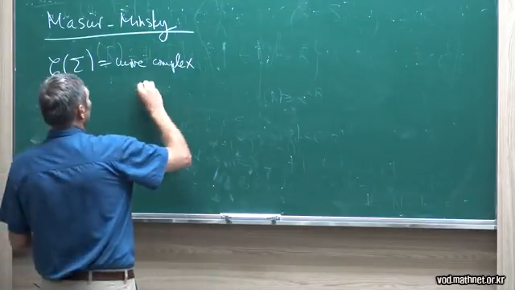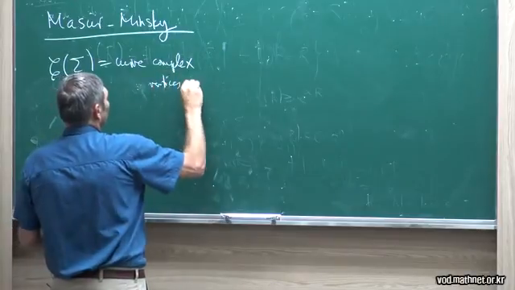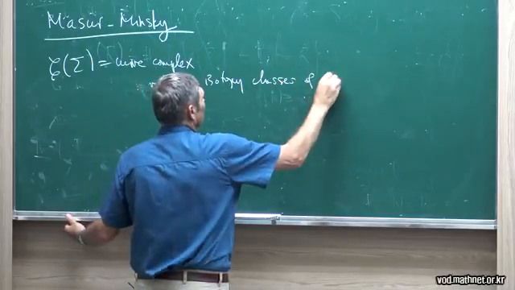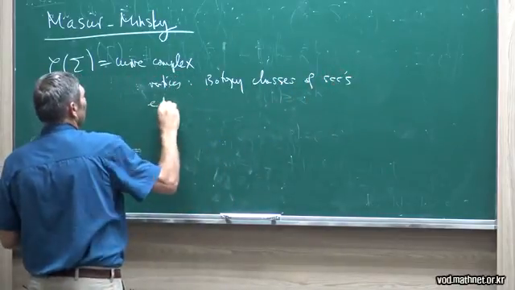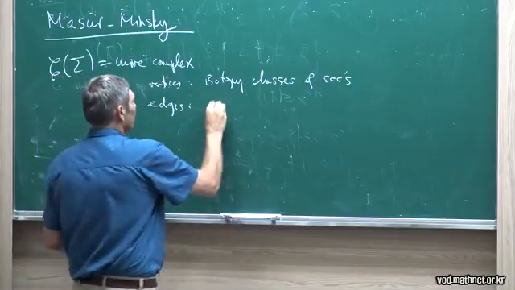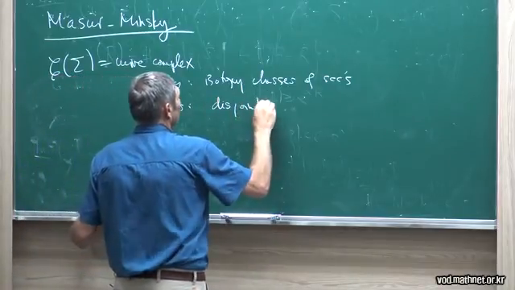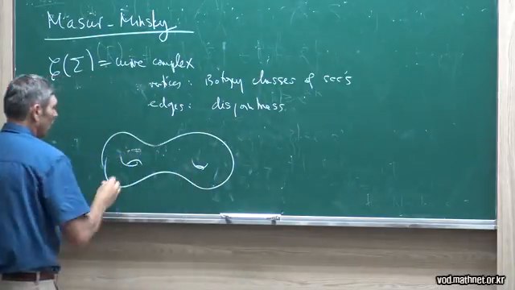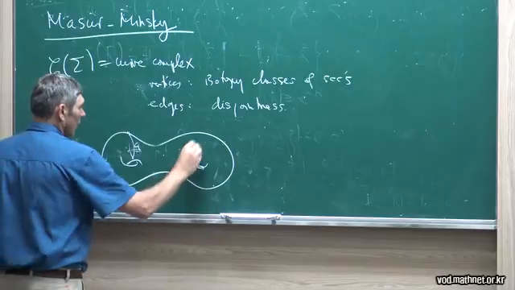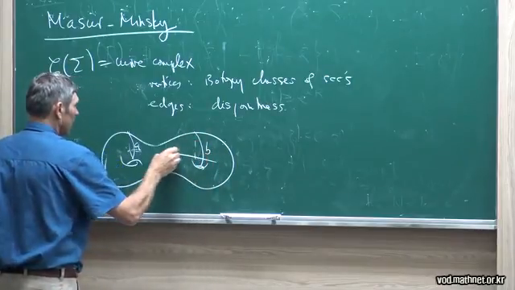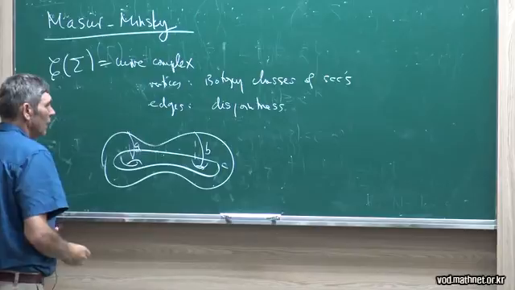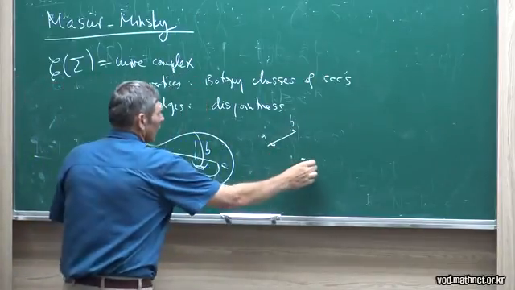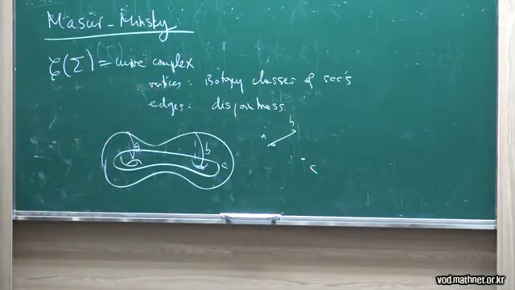So the vertices are isotopy classes of simple closed curves, and edges are disjointness. Okay, so for instance, if I have the surface here and I take this curve, call it A, and I take this curve and I call it B, and I take this curve and I call it C, then they define three vertices in this complex. A and B are connected by an edge, but C is not connected to either A or B because they intersect.